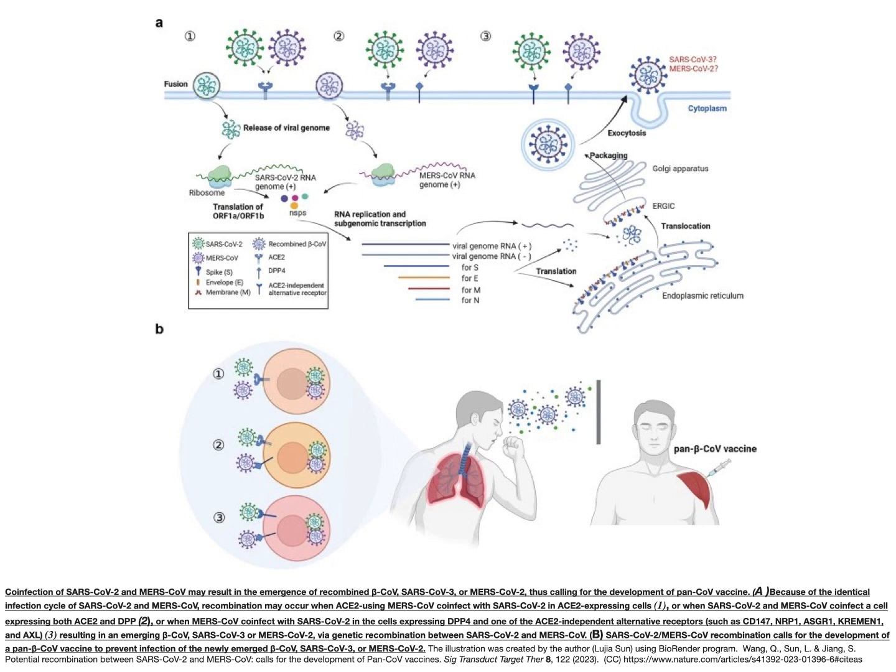B. SARS-CoV-2 MERS-CoV recombination calls for the development of a pan-beta-CoV vaccine to prevent infection of the newly emerged beta-CoV SARS-CoV-3 or MERS-CoV-2.